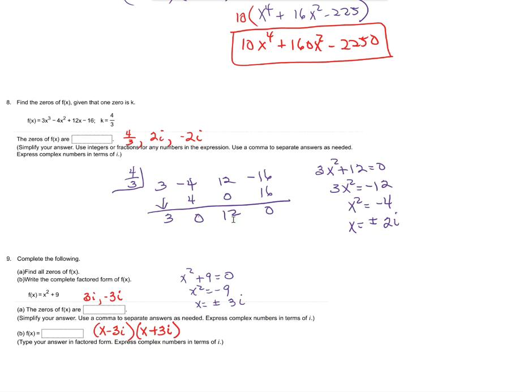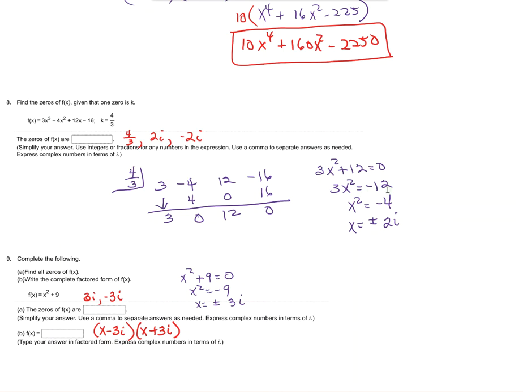Add, you get 12. 4/3 times 12 is 16. And so we'll put 16 there, we'll add and get 0. And you should always get a 0 if you're dividing by something that they say is a factor. You should have no remainder. So then we convert that back to quadratic because it was cubic here. So 3x squared, no x, plus 12 is 0.